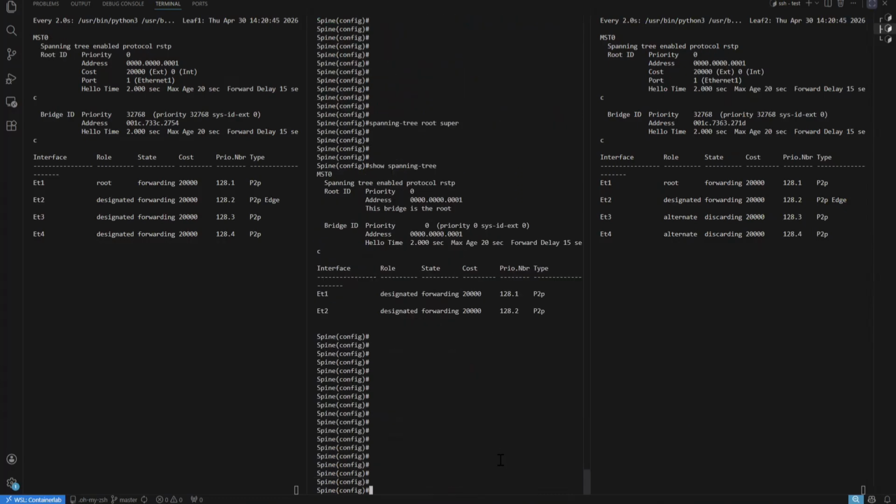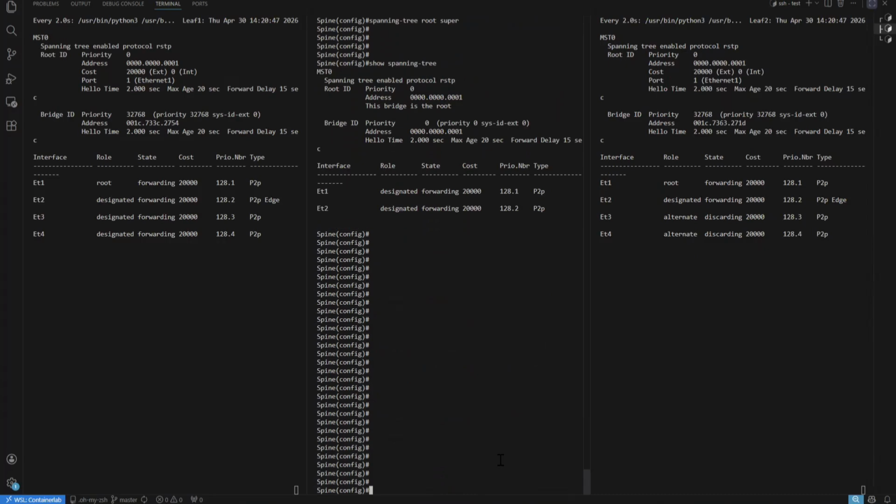Now, spine is still the root bridge, and if you look at the priority now, with super root, spine has the lowest priority possible, which is 0. And there is one more subtle difference, which is the MAC address. If you look closely, the MAC address is 01, which is the lowest possible. So this is the lowest possible MAC address and lowest possible priority.